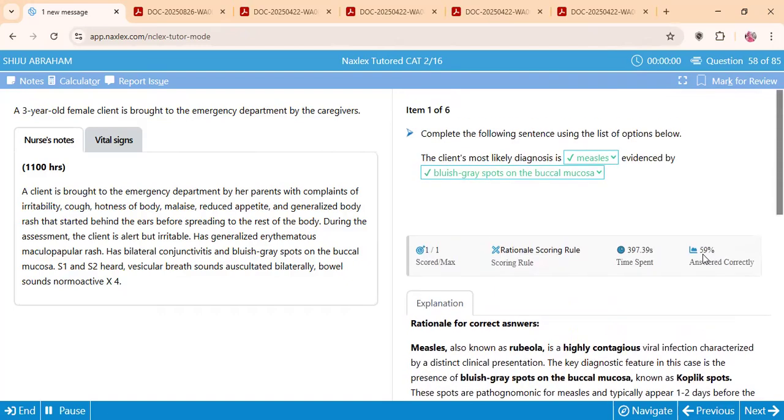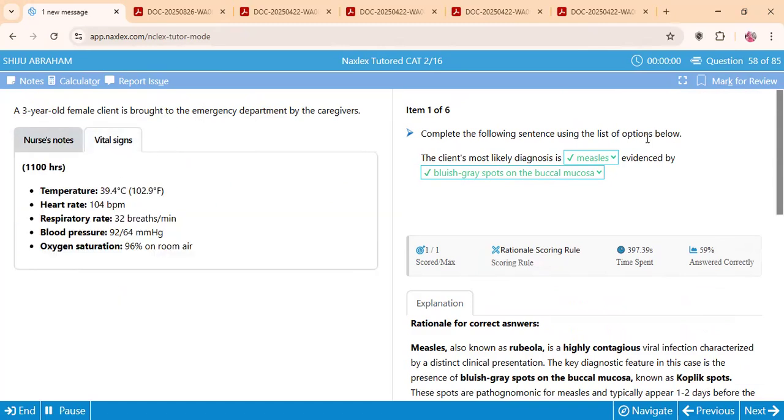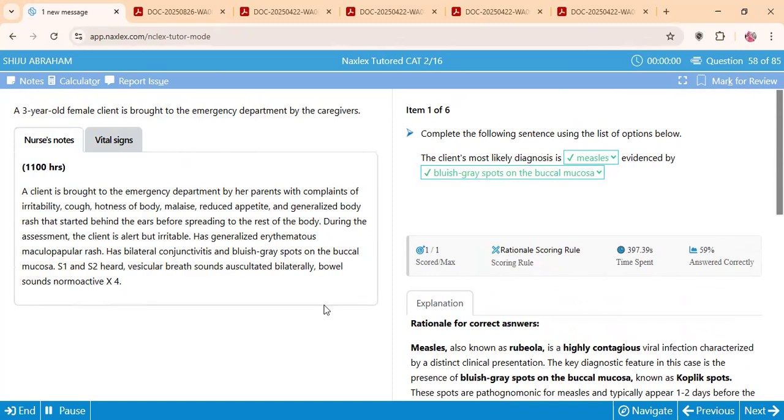So hope you understood this question analysis. I just see the background information, read the scenario, check the vital signs, and correlate the options with the case scenario. Then I chose the correct answer. If you have any doubt, you can ask me.